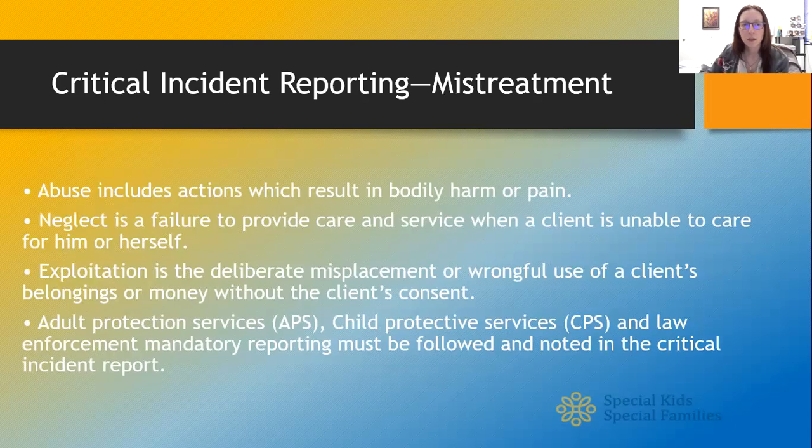Okay, mistreatment, again, this encompasses neglect, exploitation, and abuse. And this is mistreatment and is always classified as critical incidents. So abuse includes actions which result in bodily harm or pain. Neglect is a failure to provide care and service when a client is unable to care for him or herself. Exploitation is the deliberate misplacement or wrongful use of a client's belongings or money without the client's consent. Adult Protection Services, APS, Child Protective Services, CPS, and law enforcement mandatory reporting must be followed and noted in the critical incident report.